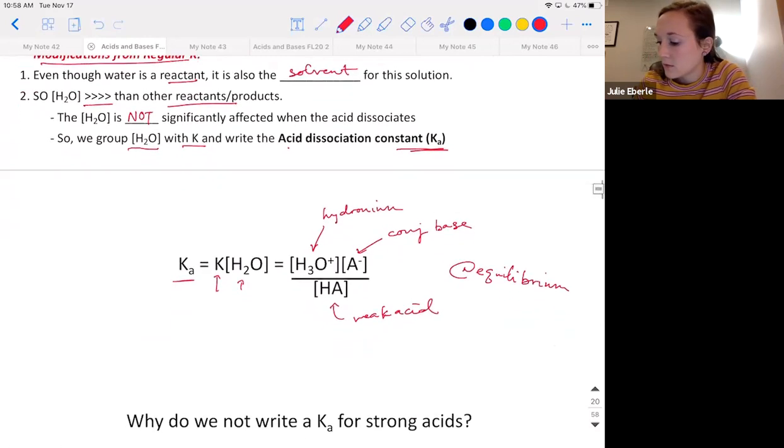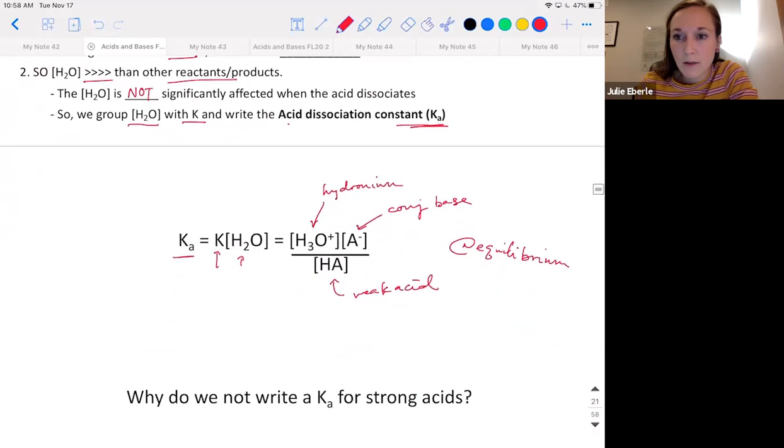Now I'm going to follow this up with the question, why don't we write them for a strong acid? Why do we not write Ka for a strong acid? Anybody? Because water would be affected, because water is less dominant, because it will produce all products. There we go. Thank you, Abby.